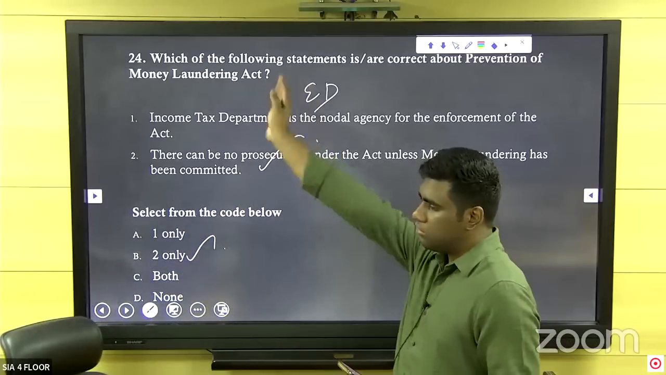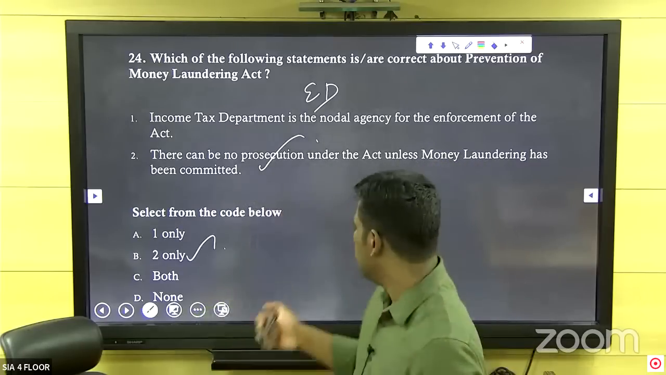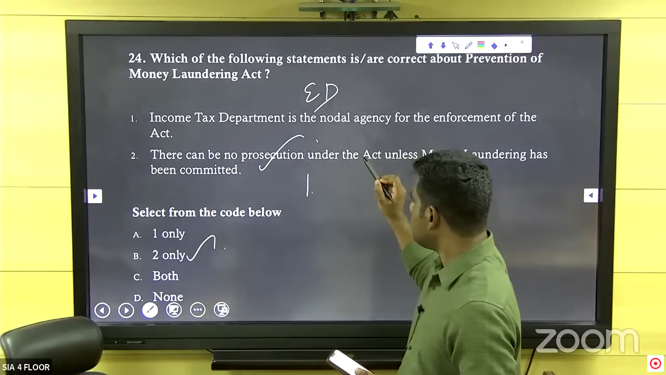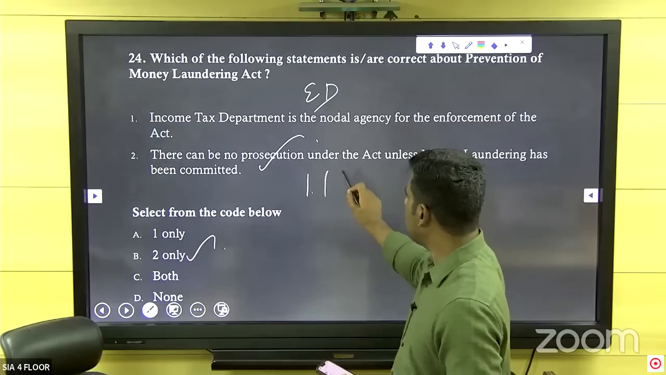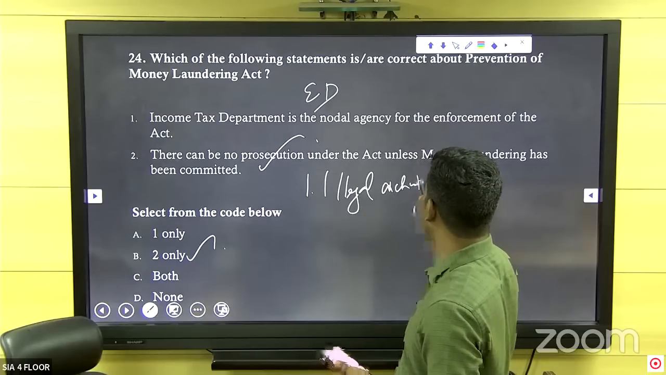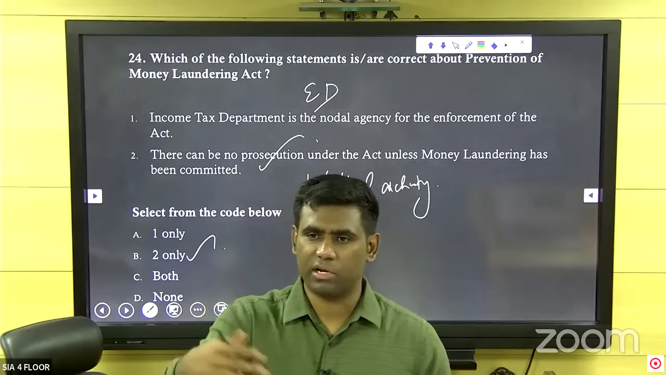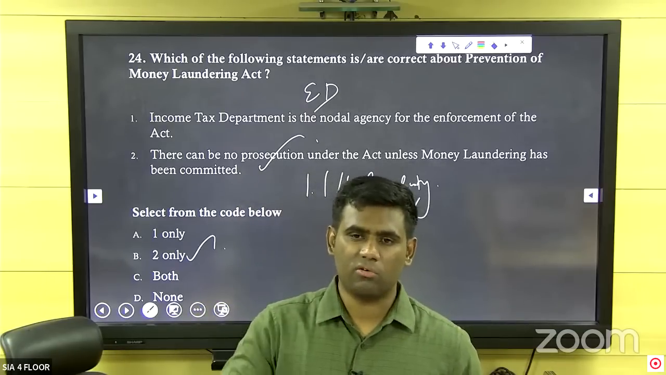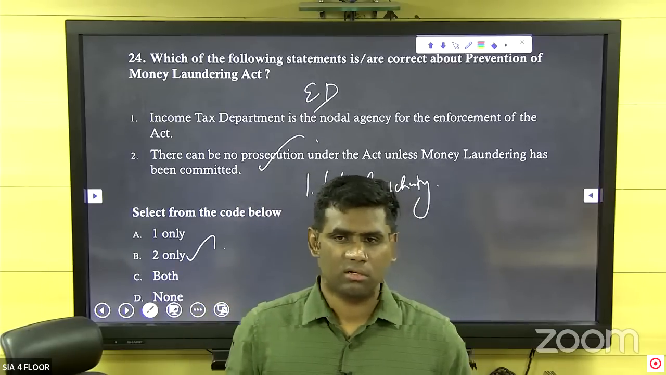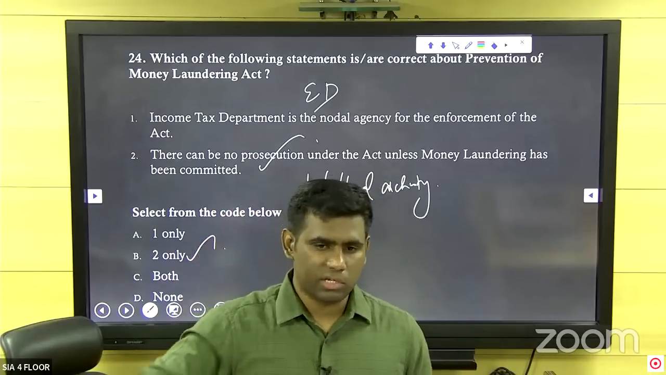But see, for actions to be taken under the Prevention of Money Laundering Act, 3 conditions must be satisfied. First, there should be an illegal activity committed. What is an illegal activity? It could be sale of guns, sale of drugs, opium, smuggling of animal parts. Some illegal activity should have been committed.